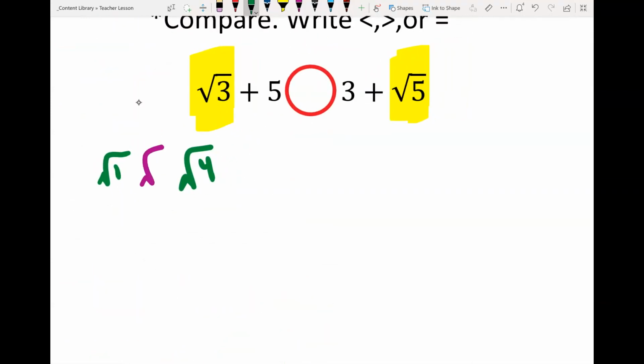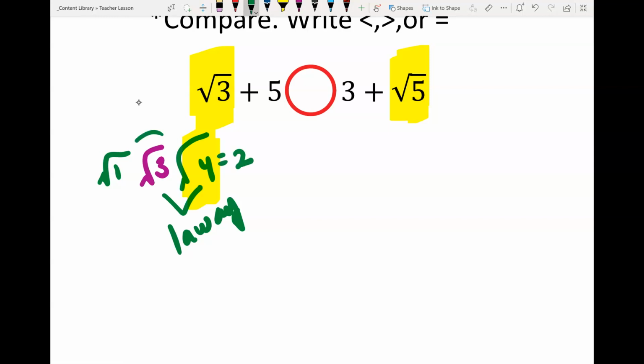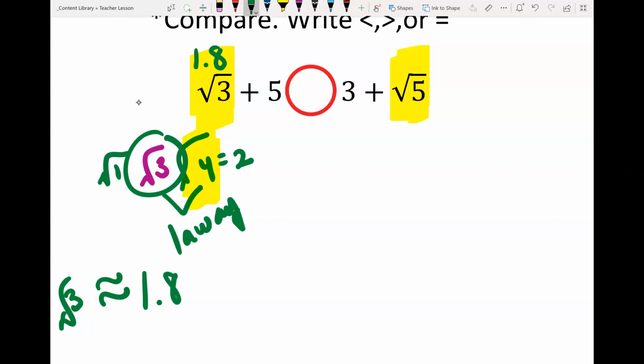We know that the square root of 3 is in between those. Now, is the square root of 3 closer to 4, or is it closer to 1? And we know it is closer here. That's only 1 away. So since the square root of 4 is equal to 2, we know that the square root of 3 has to be about 1.8. So we're going to write it up here, 1.8.